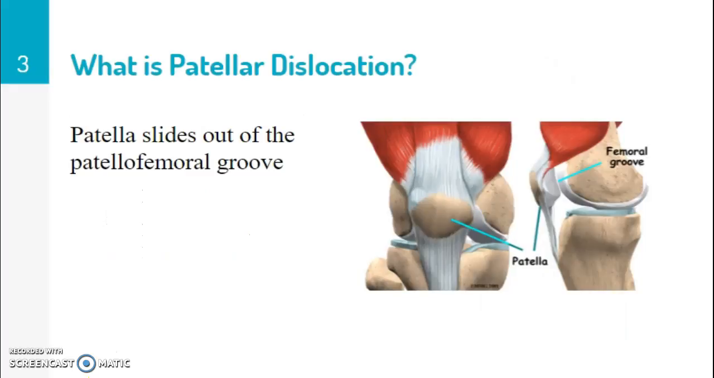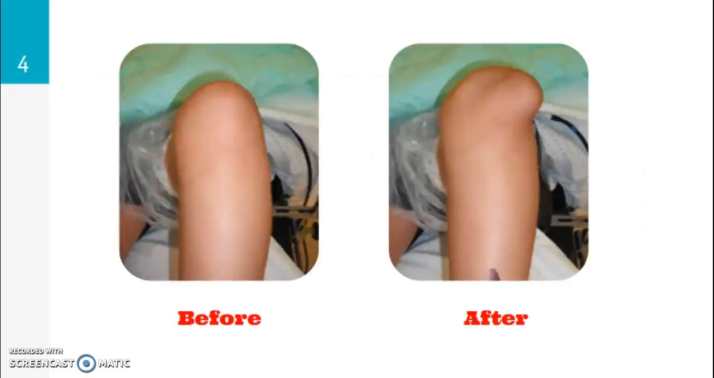What is patellar dislocation? Patellar dislocation occurs when the patella, which is a triangular sesamoid bone, slides out of the patellofemoral groove. As we can see, the patella in the after image is out of place. The knee appears to be deformed.